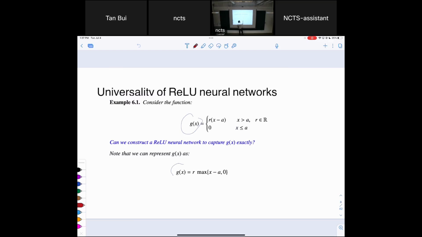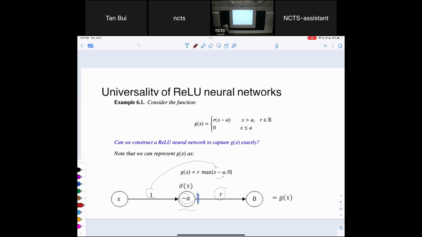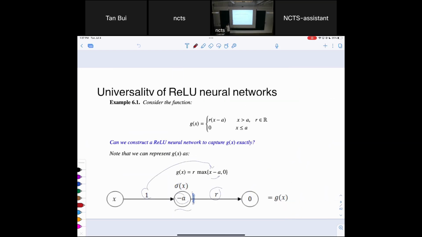So if x is greater than a, then this is x minus a. And you multiply by r, you are here. If x is less than a, this is 0, times r is 0 as well. So we actually can recover our function easily, right? So this is equivalent to this. But this is nothing more than the ReLU activation function. I'm sorry, one single ReLU. This is how it looks like.